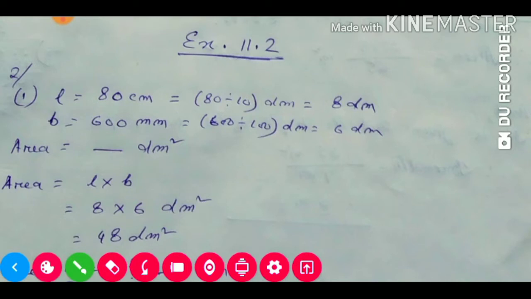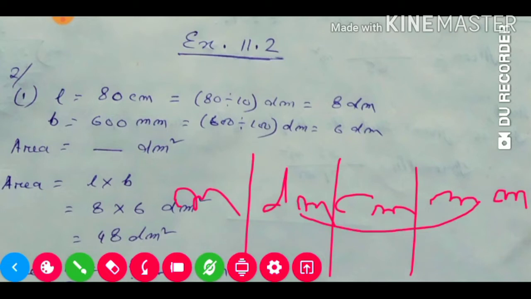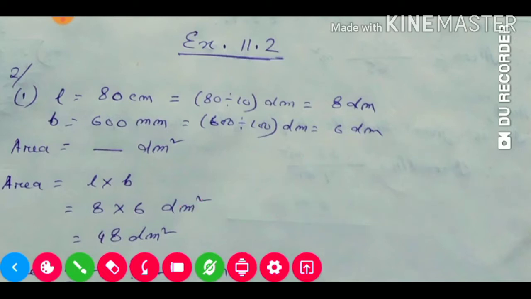And 600 millimeter. The first unit is millimeter, then centimeter, then decimeter, then meter. So we are going from millimeter to decimeter. That means 10 into 10, 100. We need to divide by 100. If we divide 600 by 100, it will be 6 decimeter. Now area of rectangle is length into breadth. Length is equal to 8 decimeter and breadth is equal to 6 decimeter. So 6 into 8 is equal to 48. Decimeter into decimeter, decimeter square. So the first one we got is 48 decimeter square.